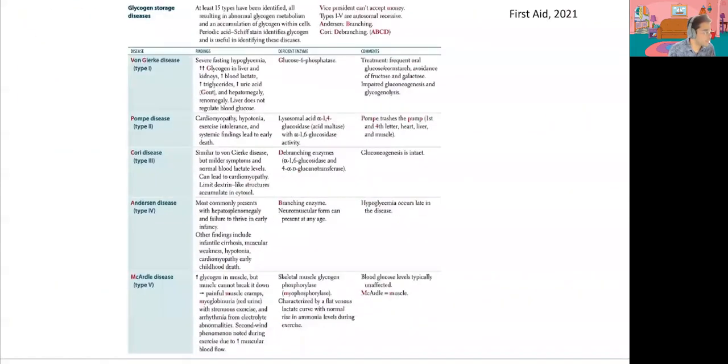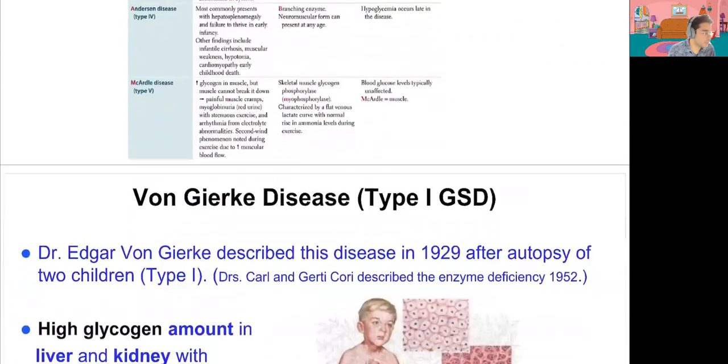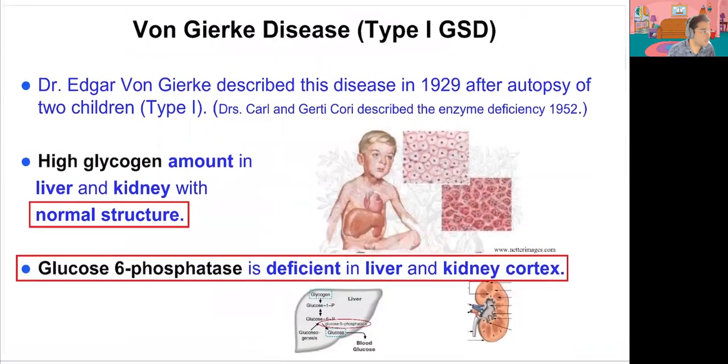And I outlined it here for you guys. Glucose 6-phosphatase is what's deficient for Von Gierke's. Know which one is going to present with cardiomyopathy versus hepatosplenomegaly. Anderson disease is the branching enzyme. So it's very buzzword heavy. Fill in the information. You guys can power through this.